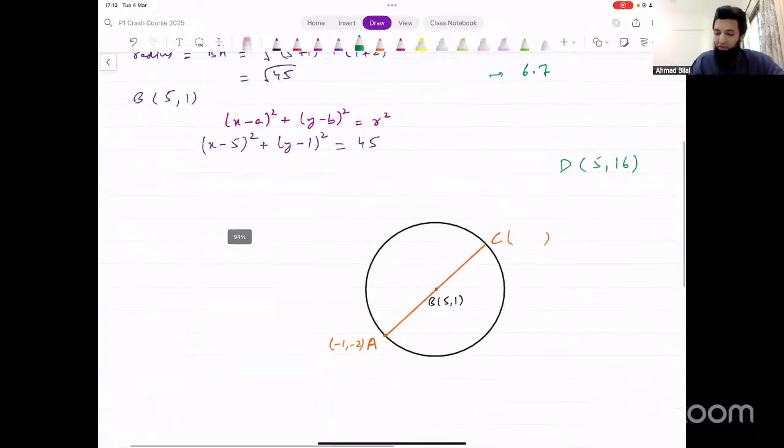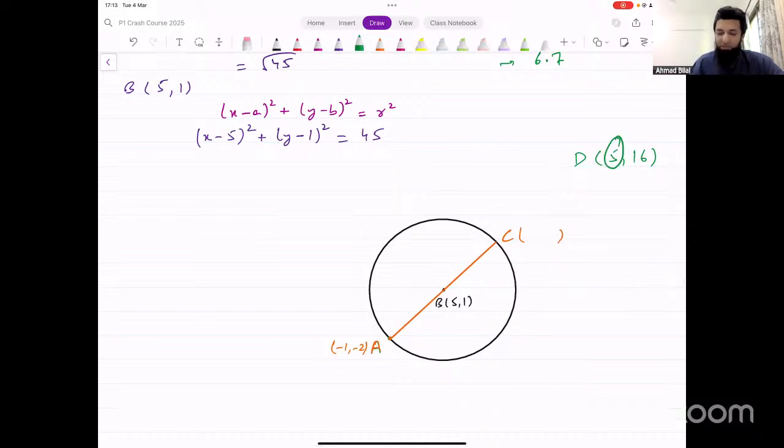Is that point inside the circle or outside the circle? What's the x coordinate? The x coordinate is 5. What's the x coordinate of the center of the circle? That's also 5. What does that mean? If this is x equal to 5, the point D is also going to be on this same line. It's going to be somewhere on this line. Since the y coordinate is bigger than 1, it has to be above the point B. So it'll be above the point B somewhere.